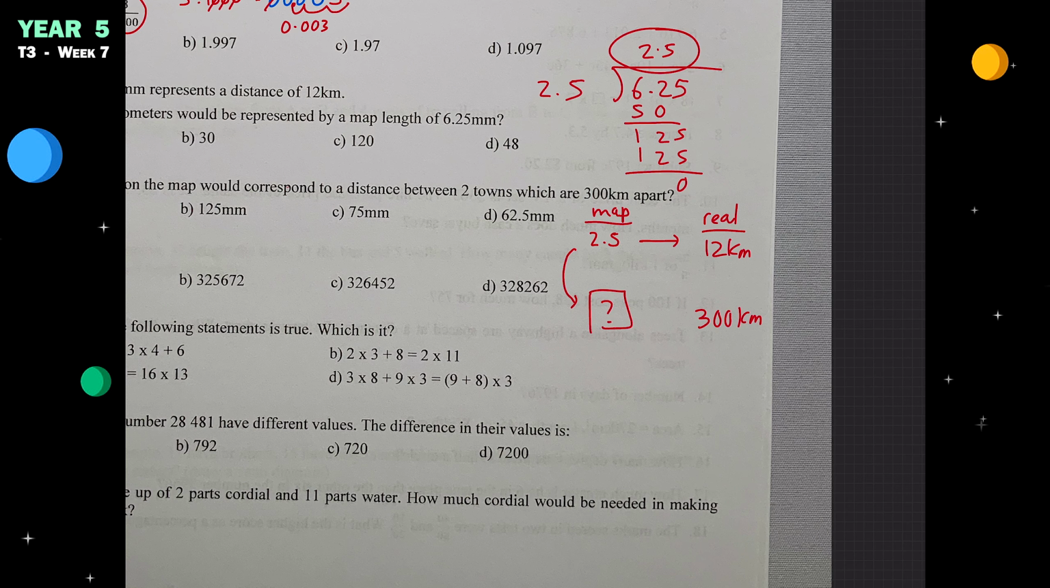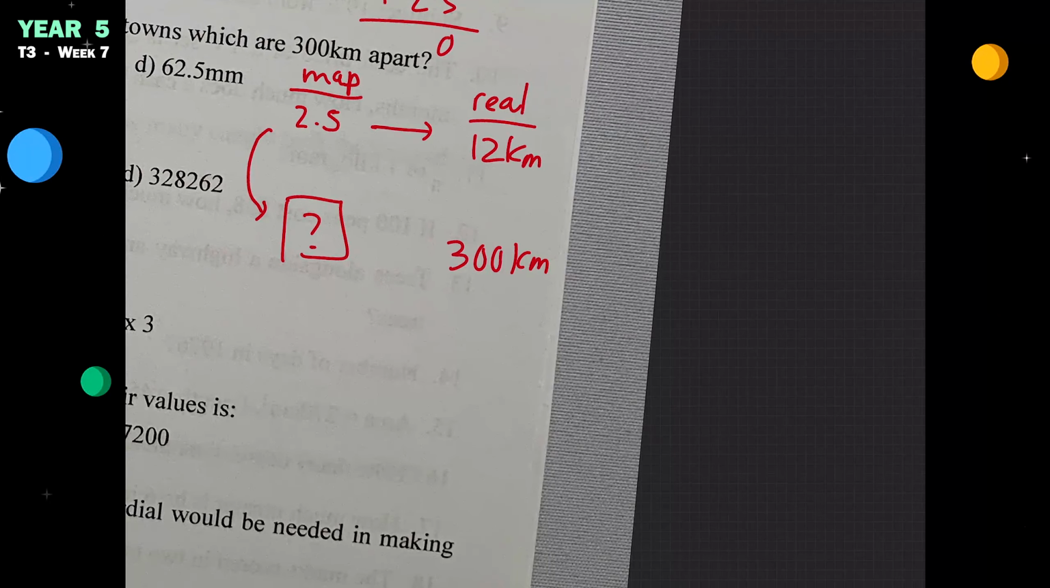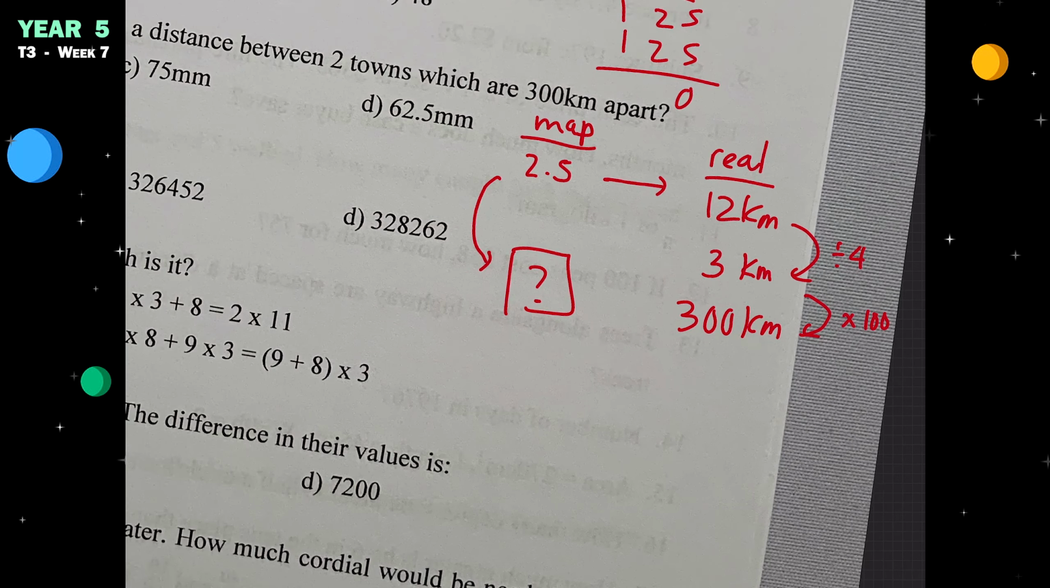Okay, so what we can do is we can try and figure it out. How do I go from 12 to 300? That's pretty hard. So let's divide it by, I don't know, divide it by 4 maybe, and you'll get 3 kilometers, right? And then from 3 to 300, you times it by 100. Easy. So I'm going to do 2 jumps just like that one. I'll divide it by 4.